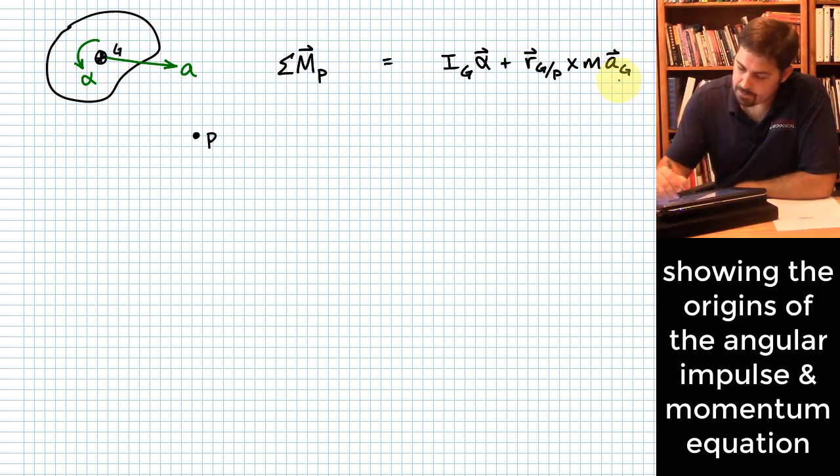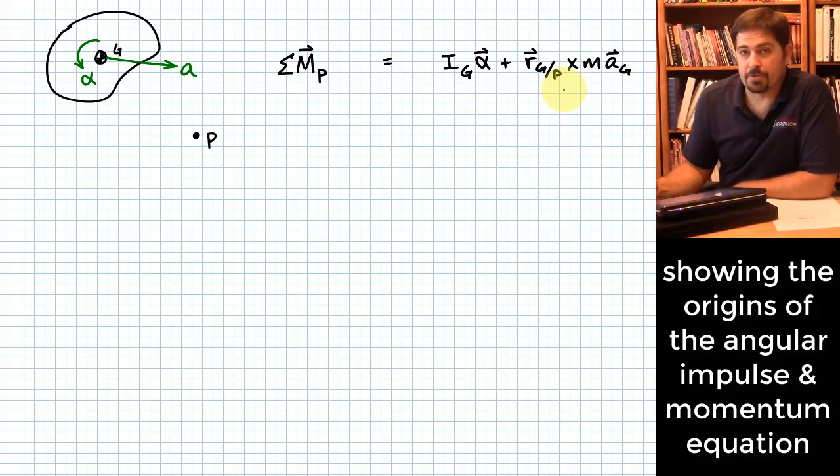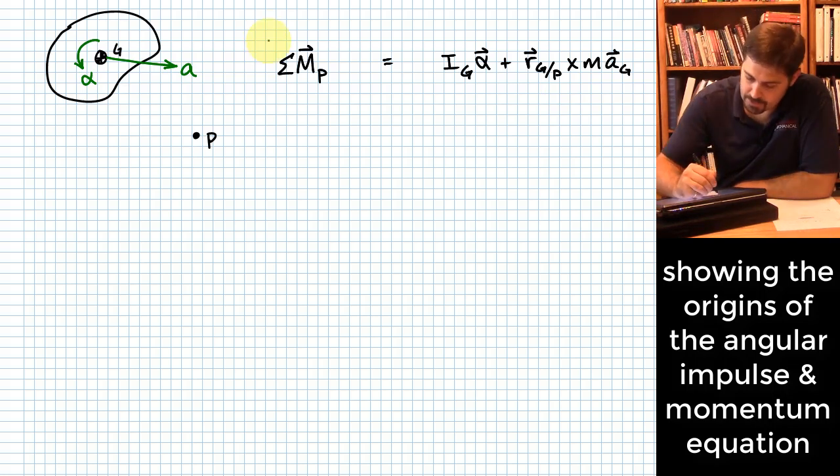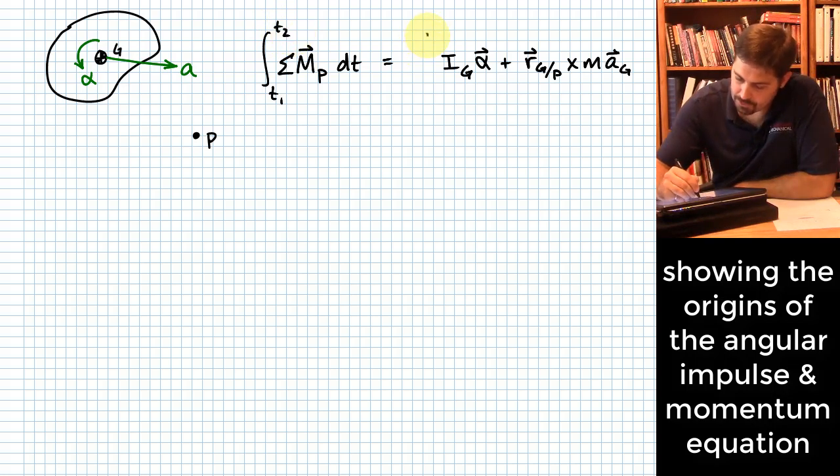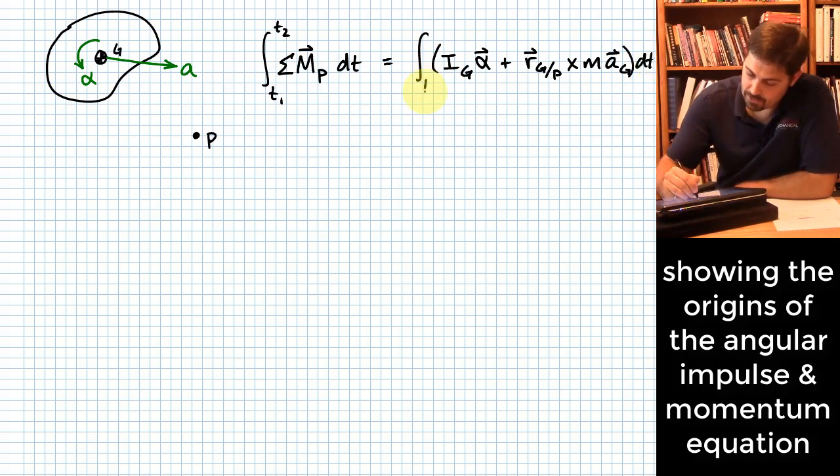What that second part is called is the kinetic moment that happens if you're trying to sum moments around some point that is not the center of gravity. To introduce the idea of angular impulse and momentum, what we're going to do is take the integral of both sides of this expression. I'm going to take the integral over here with respect to t, from one time to another time. And we'll do the same thing on the right side, taking the integral of all of that stuff, dt, also from one time to another time.